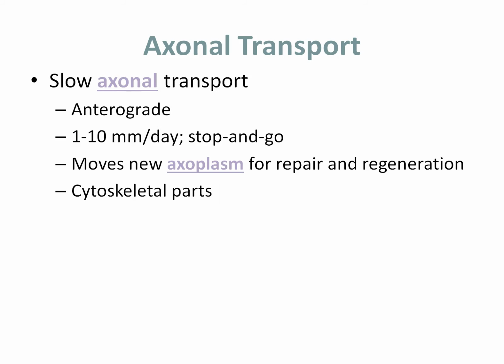Slow axonal transport is only anterograde and moves 1 to 10 millimeters per day in a stop-and-go fashion. This moves new axoplasm for repair and regeneration, as well as new cytoskeletal parts to the axon.